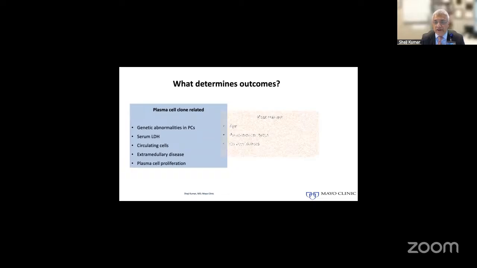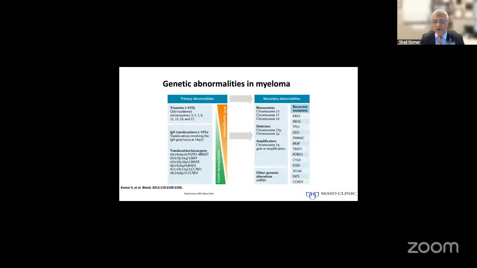There are host-related factors: age, performance status, and comorbidities, which we can't often change, but we can adapt our therapies to match that. And there are certain things that reflect the interaction between the host and the tumor. A good example of that being the International Staging System, immune parameters in these patients, as well as renal function, among others. So amongst all these, probably the most important factor are the genetic abnormalities we see in this disease.